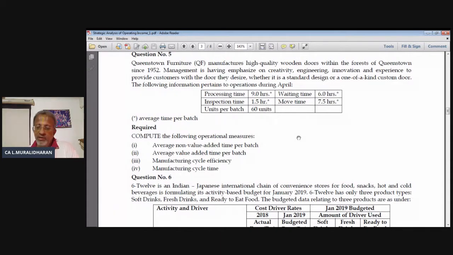So it is not to be understood that it is a problem on costing, but a problem related to costing.